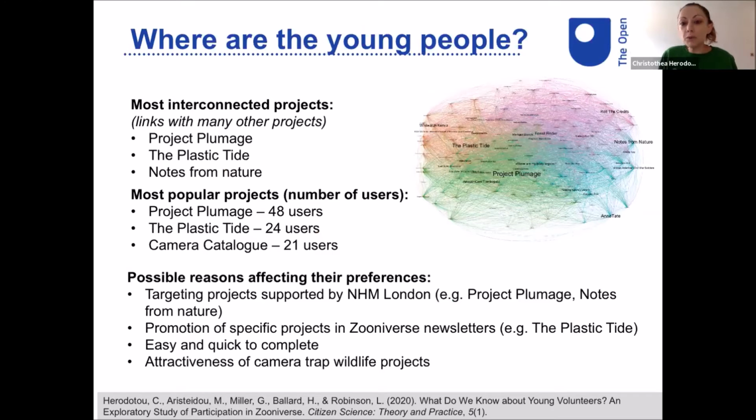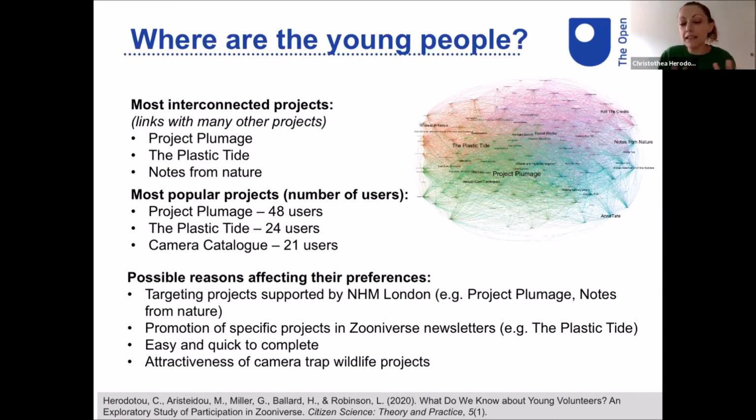Then we used social network analysis to look into the projects they choose or prefer. We have a picture, although it does not really reflect their preferences, and I will explain why in a bit. Three of the projects they tend to choose together were Project Plumage, the Plastic Tide, and Notes from Nature. The most popular projects in terms of number of users were again Project Plumage, the Plastic Tide, and then a camera trap project, the Camera Catalog.